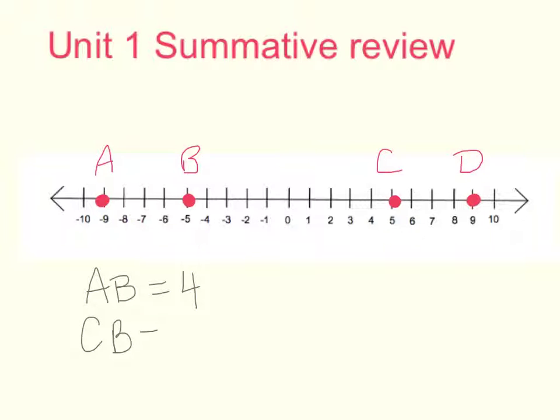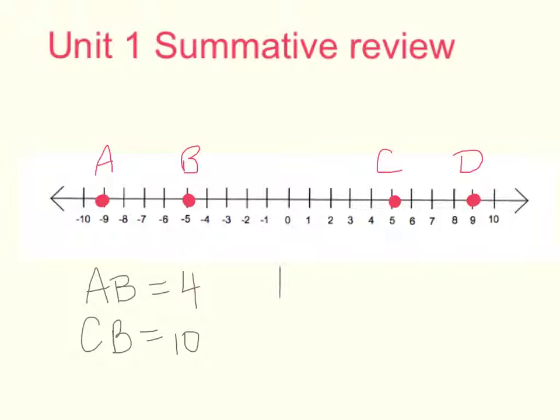All right, what about CB? Now here you're asking from C to B. It doesn't matter if you go B to C or C to B, but it says CB, so let's go ahead and count. We're going to start at C. We always start at 0. So 1, 2, 3, 4, 5, 6, 7, 8, 9, 10. So the distance from CB is 10.